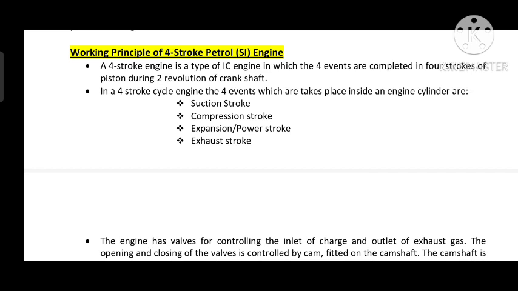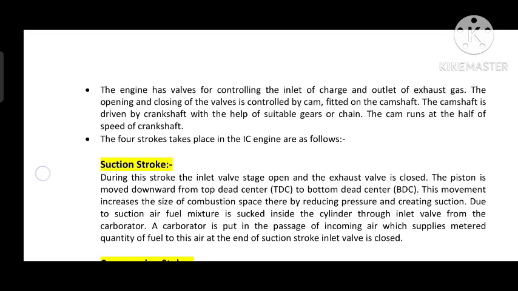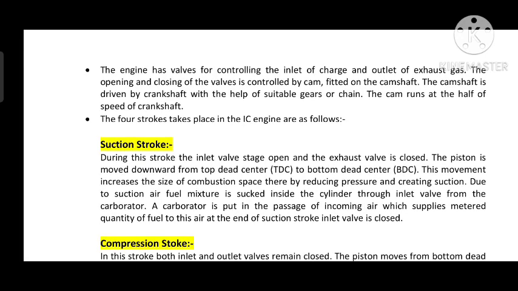The engine has valves for controlling the inlet of charge and outlet of exhaust gas. The opening and closing of the valves are controlled by cams fitted on the camshaft. The camshaft is driven by the crankshaft with the help of suitable gears. The 4 strokes which are taking place in the IC engine are, first, suction stroke.